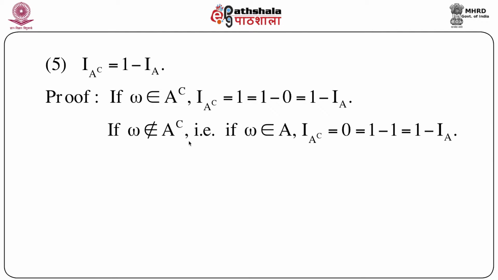Now what about the other part? That is, if omega does not belong to A complement, that means omega can belong only to capital A. Then again, by the definition of the indicator function, I of A complement is 0 because omega does not belong to A complement. And 0 means we can write 1 minus 1, and the second one is nothing but I of A, because omega belongs to A, so IA equals 1. So what we have is I of A complement equals 1 minus IA, and this is true when omega belongs to A complement as well as when omega does not belong to A complement. So taking together, we have the proof that I of A complement equals 1 minus IA.